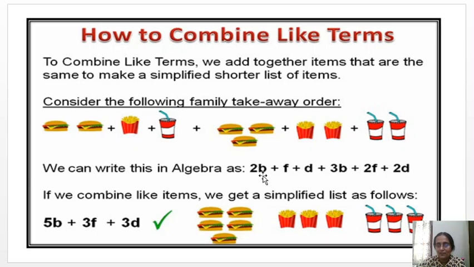2b represents 2 burgers. 1 fry, f for fry. Let me name it as fry instead of food. There is 1 fry here, right? It is represented by f. We will not write 1f. And there is 1 drink here. It is represented by d. And again another member listed 3 burgers. 3b represents 3 burgers. 2f represents 2 fries. 2d represents 2 drinks here.